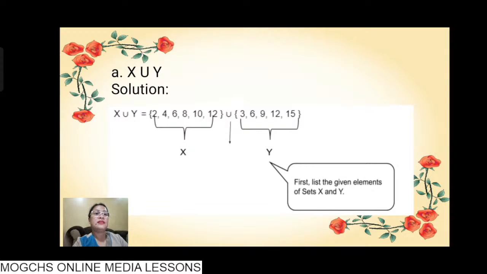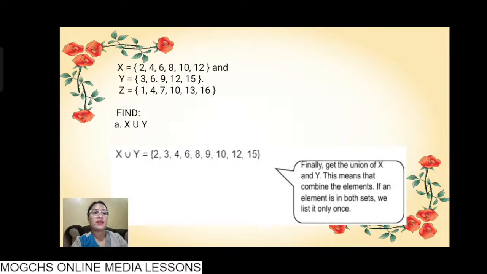So for letter A, first you will list the given elements of sets X and Y. Finally, get the union of X and Y. This means that we combine all the elements. If an element is in both sets, we list it only once.